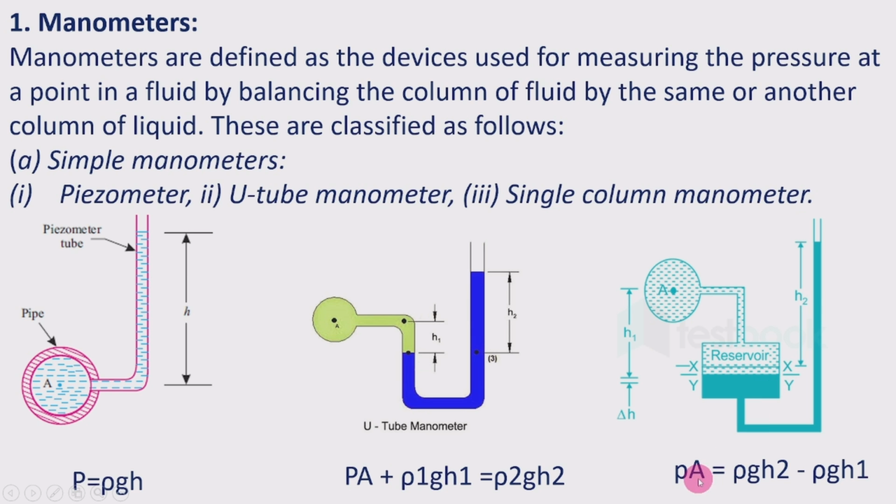The pressure at point A, PA, can be given as rho g h2, where rho is the density of the heavier fluid, and for h1, rho A g h1. This h1 is taken up to the datum line XX. Here we neglect the fall of the fluid in the reservoir, and only the rise in the one column is considered, and that's why it is called a single column manometer.